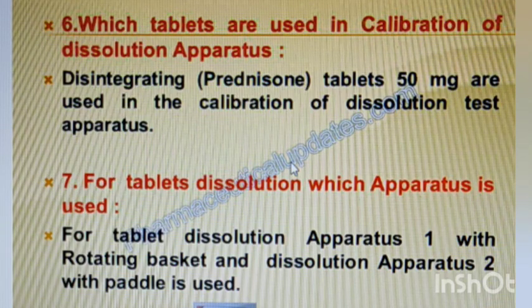Which tablets are used in calibration of dissolution apparatus? Most companies use disintegrating prednisone tablets 50 mg for the calibration of dissolution test apparatus. For tablet dissolution, which apparatus is used? For tablet dissolution, apparatus 1 with rotating basket and apparatus 2 with paddle are used.